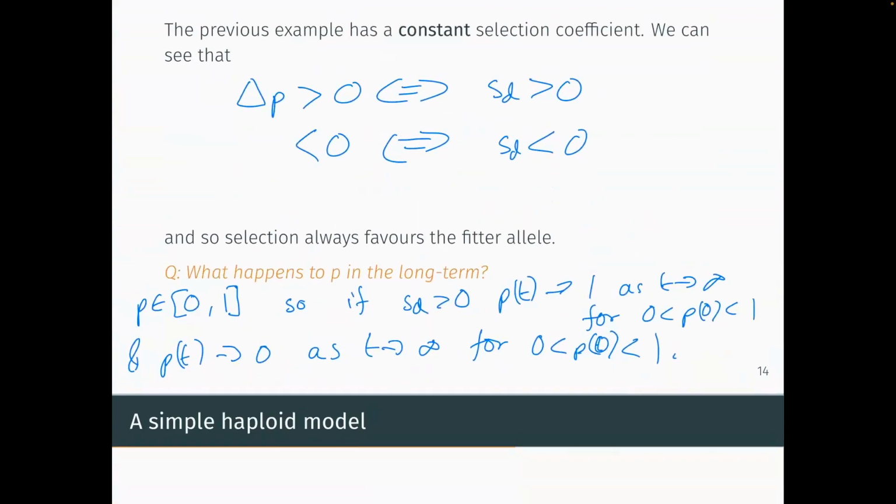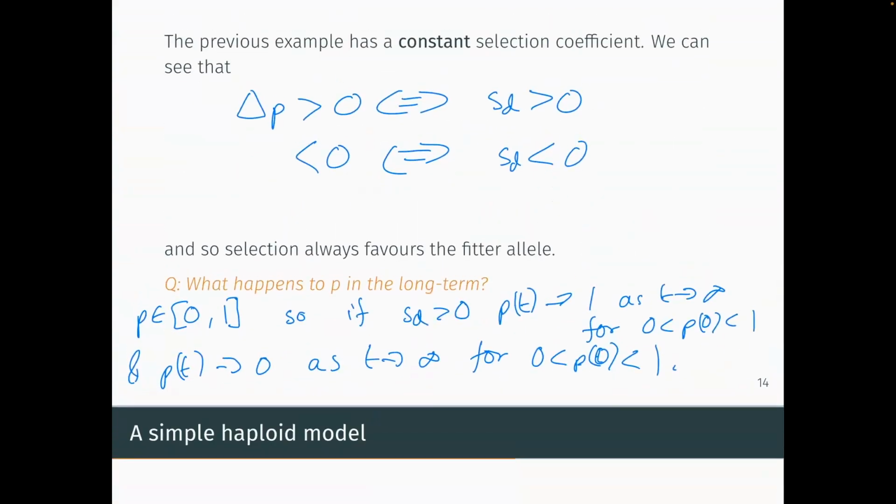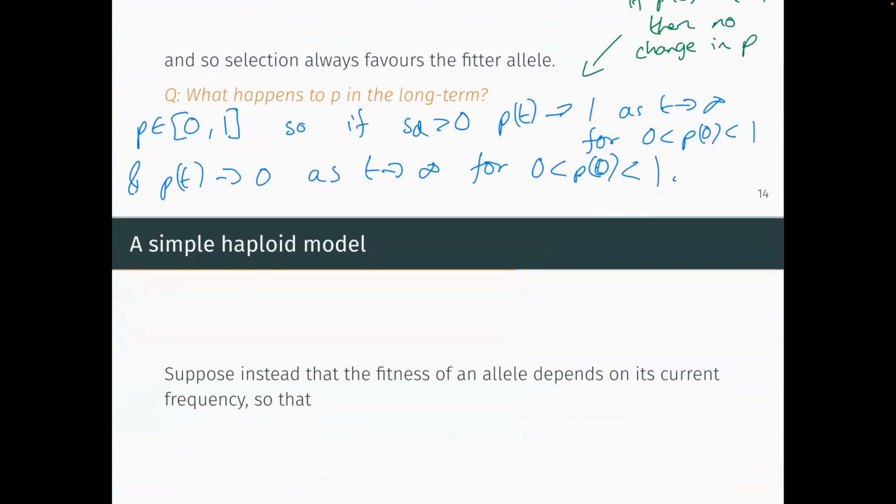But essentially, let's write it here. If P of 0 is either 0 or 1, so it's in the set {0, 1}, then no change in P. Obvious. There's nothing to select on, nothing happens. Okay, so that was a constant selection.